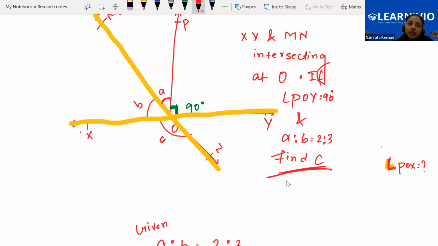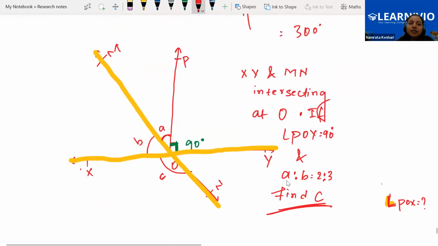Okay, what we can do? Samya said that we can take MN as a straight line. It is clearly written in the question that XY and MN are intersecting at O. These two straight lines are intersecting, so MN is a straight line. We can take angle B plus angle C is equal to 180 degrees. Again, a linear pair. Or you can also say that you are using the axiom that on the straight line MN, listen to me carefully.